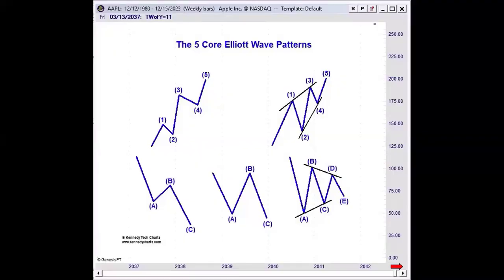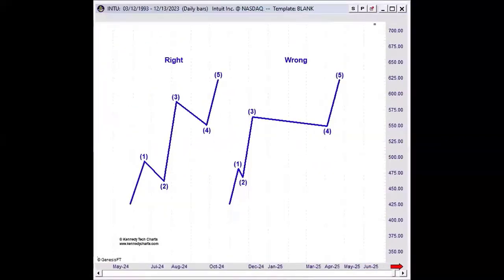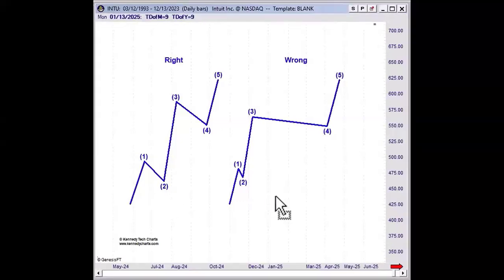So again, let's build on what we learned yesterday. We went through some of the basic rules and guidelines of impulse wave development. What I would like to do today is spend a brief moment on how to count waves correctly.